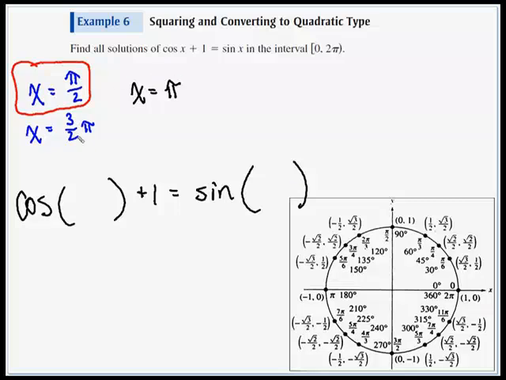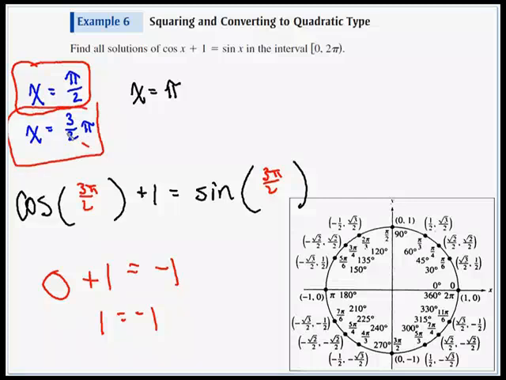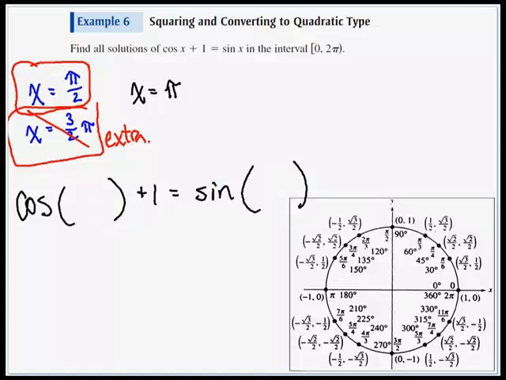Now let's check out 3/2 pi. Well, the cos at 3/2 pi, cosine down here is 0, plus 1. The sine at 3/2 pi is -1. So does 1 equal -1? Absolutely not. This is an extraneous solution. We created that sort of out of thin air when we squared both sides of the equation in our first step.